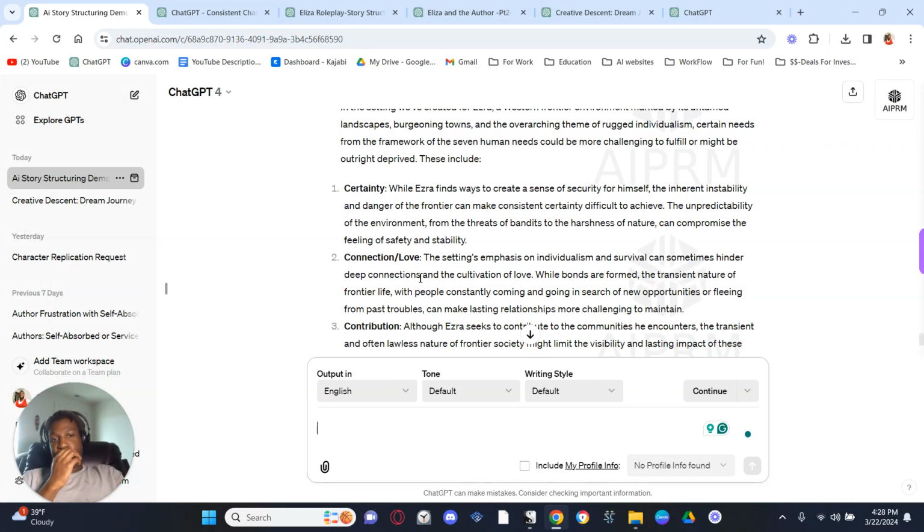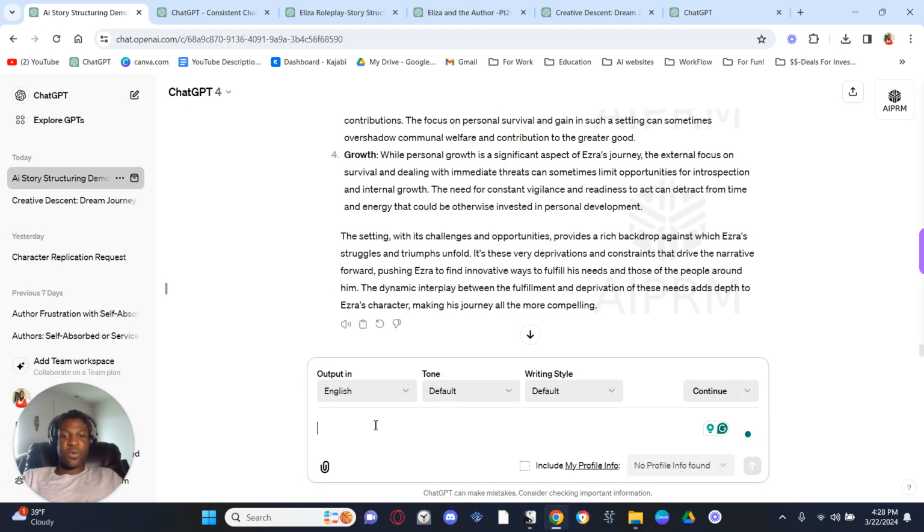Using this, our story is about Ezra in this Western setting, trying to find certainty, trying to find connection, and trying to find contribution. That's Ezra and his backstory. So with that, once again, it hasn't actually written it down. This is what it is. So it's like, can you write a quick synopsis?